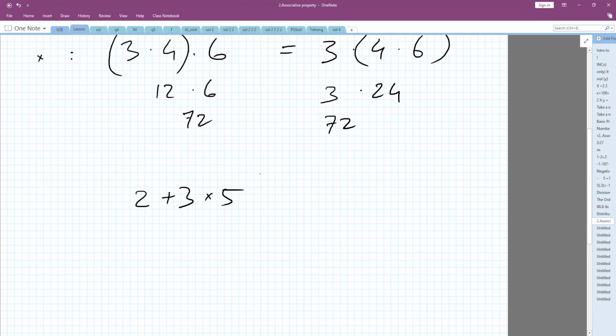you always do the multiplication first, and then after that, you will do the rest. This will be different now when you have a bracket.